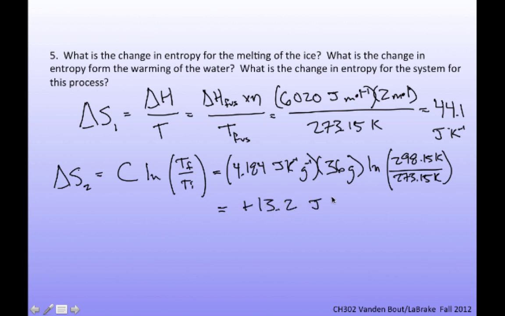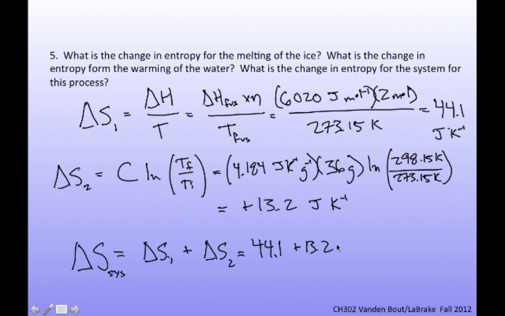When we calculate that all out, we get a positive 13.2 joules per Kelvin. So the entropy change for the system is just going to be the entropy change for these two processes added together, which is 41.4 plus 13.2, and we get a total increase in entropy of 57.3 joules per Kelvin.